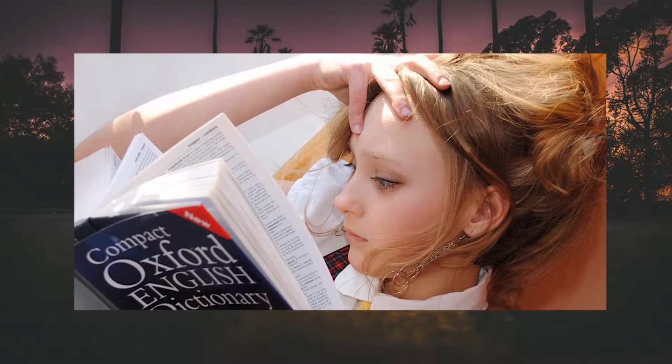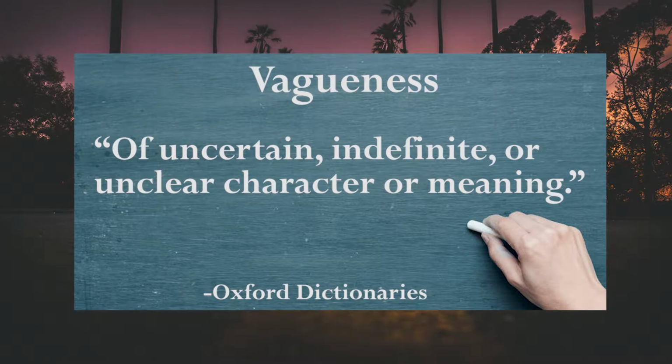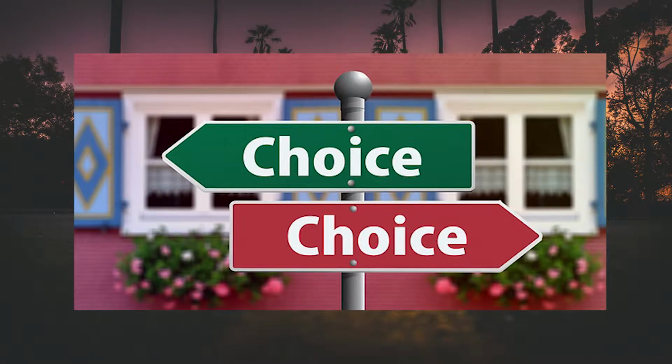If we look at the Oxford Dictionary's definition for these two words, ambiguity is listed as the quality of being open to more than one interpretation, inexactness, where vagueness is listed as of uncertain, indefinite, or unclear character or meaning. In other words, ambiguity is when you have two or more possible outcomes and you know for certain that one of the outcomes is the true outcome, but it is difficult or impossible to tell which one.